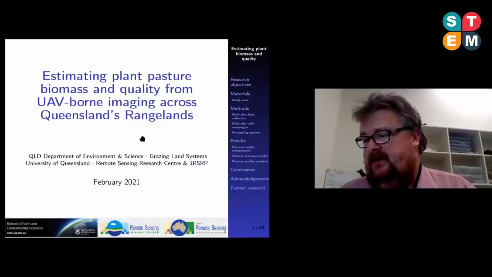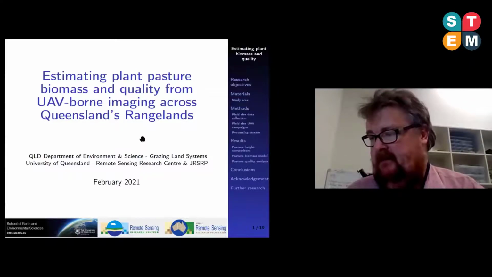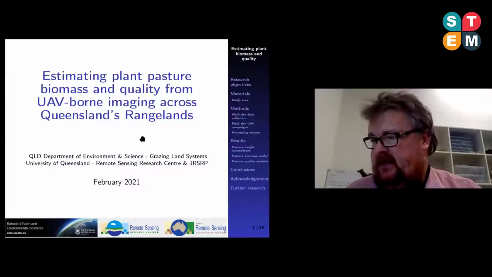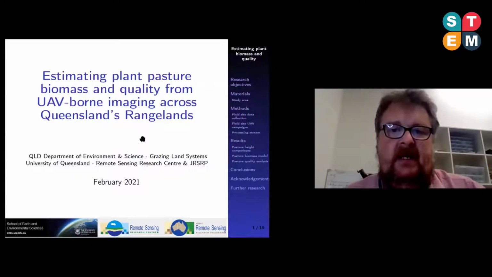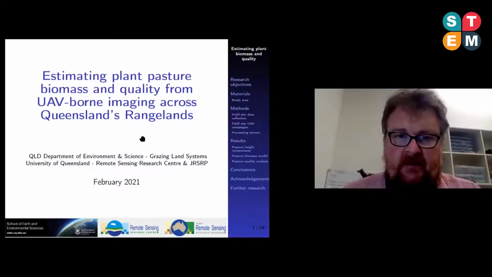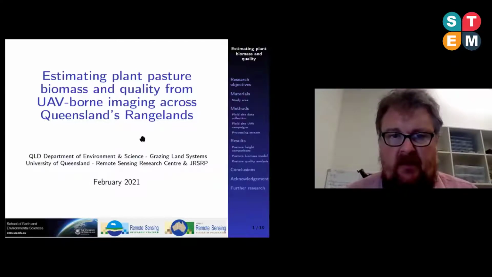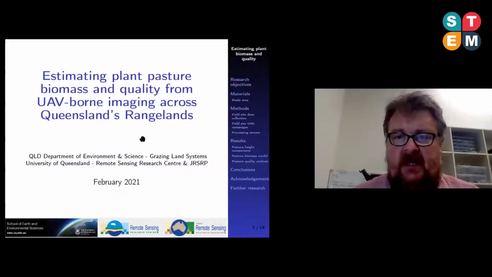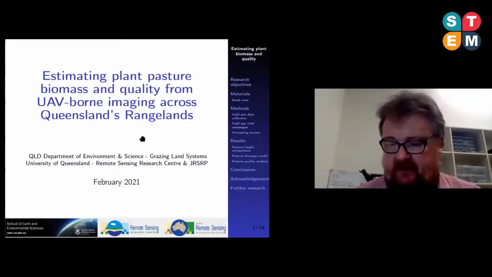I'm going to talk to you a little bit about some work I have been doing for the last 2 years. Essentially, it's looking at estimating plant pasture biomass and quality from UAV-borne, or drones, as we commonly call them, imaging across Queensland's rangelands. These are areas of natural pasture lands across Queensland, which is a very large state in Australia.